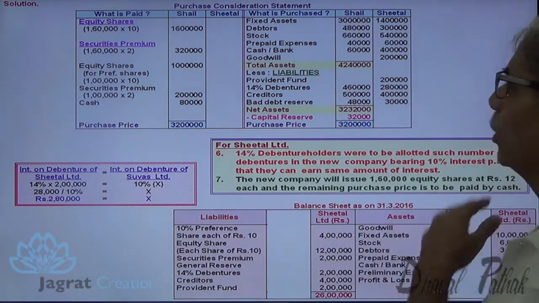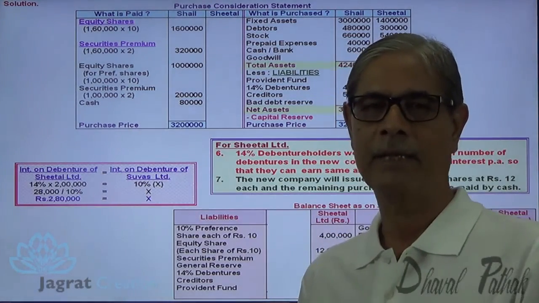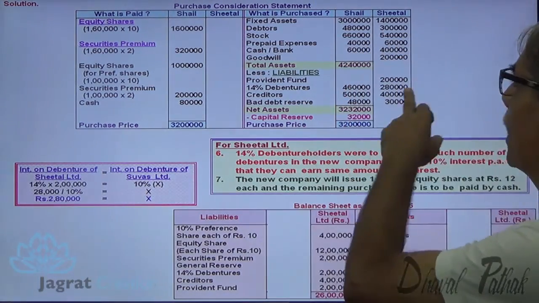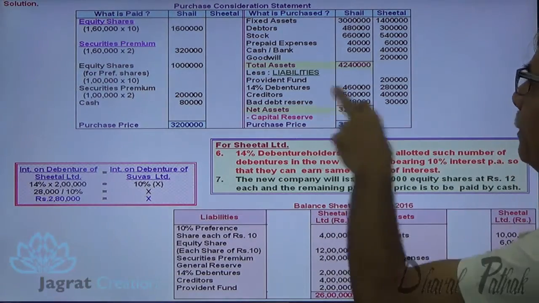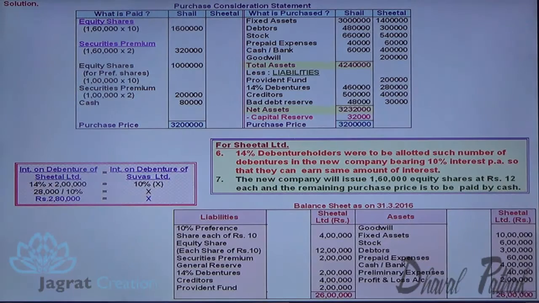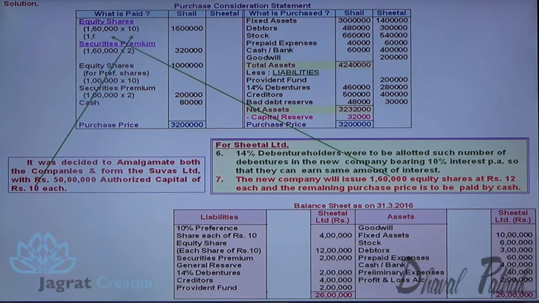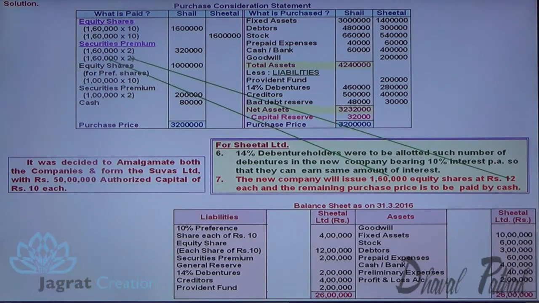The journal entry to be recorded for this exchange of debentures: 14% debentures account debit 2,80,000 to 10% debentures account credit 2,80,000. So interest will be the same. Now, the new company will issue 1,60,000 equity shares of rupees 10 each at a price of 12. So 2 is the premium. So this is the security premium paid.